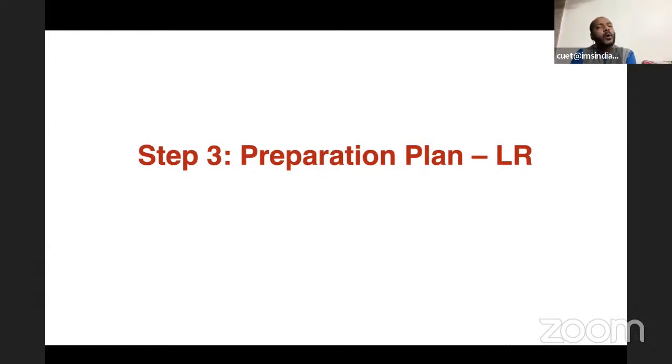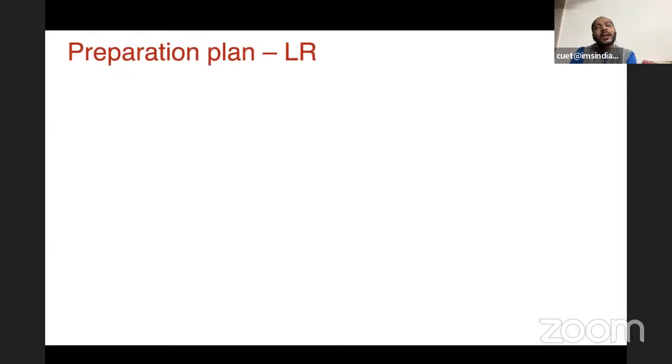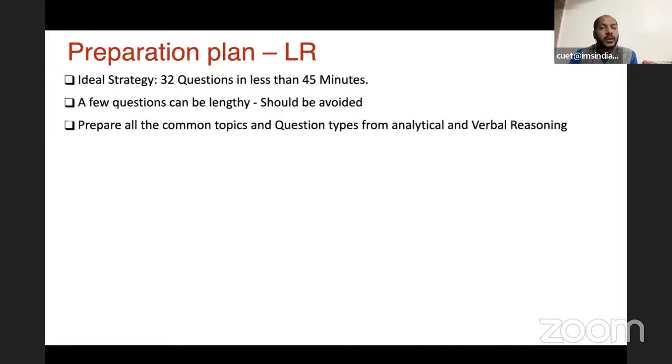Now LR has almost all the common topics, but in NPAT, the LR section has analytical reasoning as well as verbal reasoning topics. The ideal strategy is to identify the 32 questions that you can solve in less than 45 minutes. A few questions can be lengthy, like questions based on arrangements. There are 8 friends sitting in a row and very few clues are given. Such questions, if the number of questions attached to an LR set is not too many and it's a lengthy set, try to avoid that.